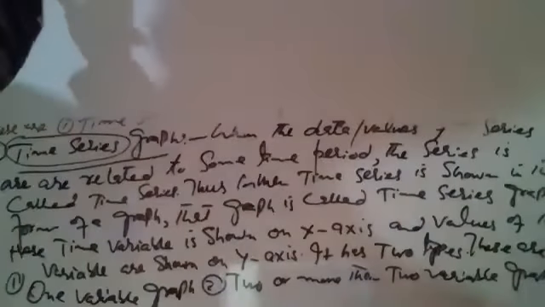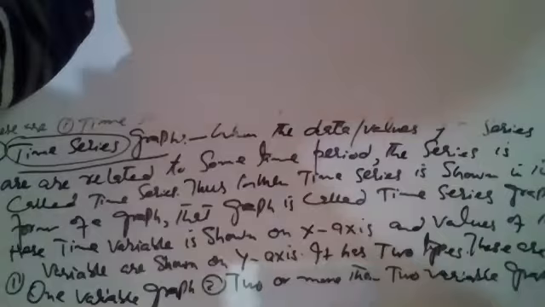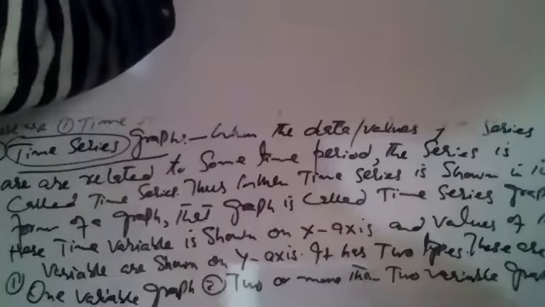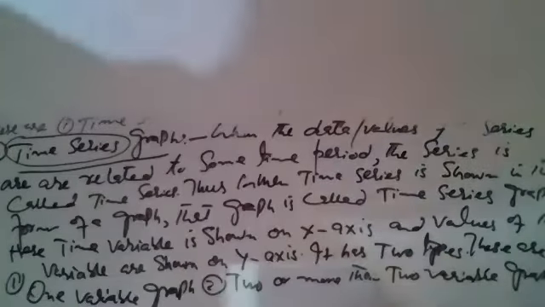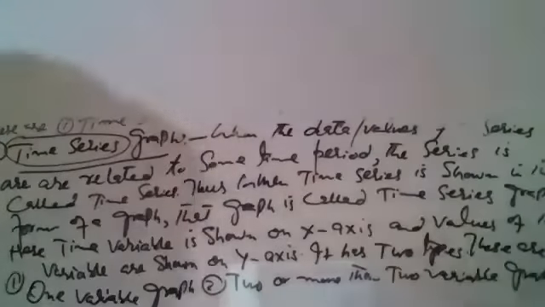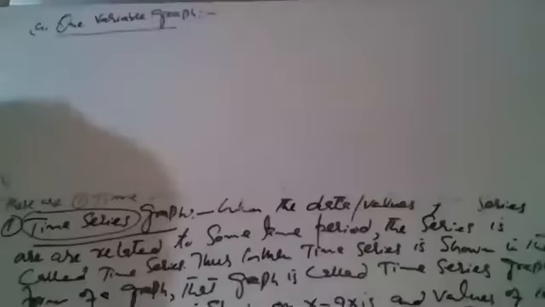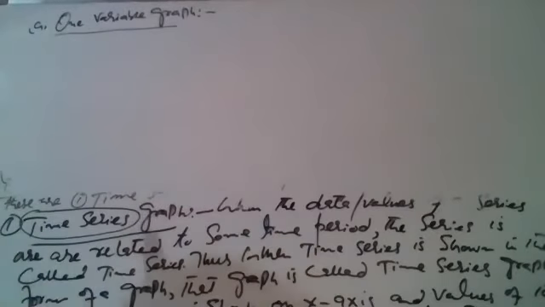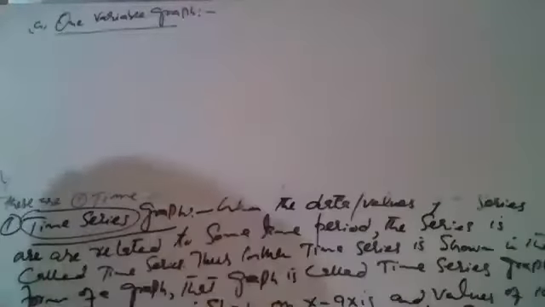Now pick up A, one variable graph. First pick up one variable graph. So time series graph has two types, one variable graph and two variable graph. Now write down, what is a one variable graph? What is one variable?